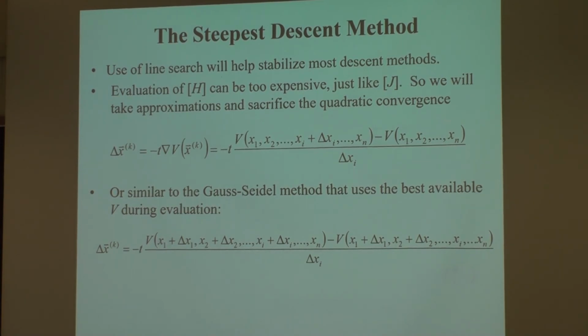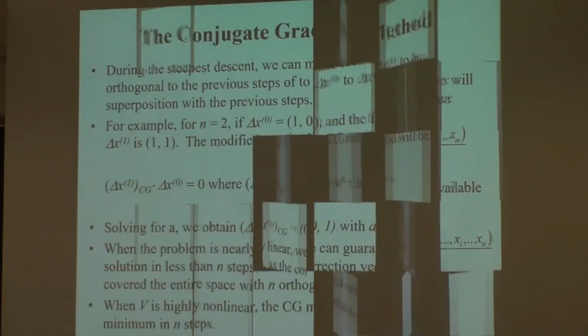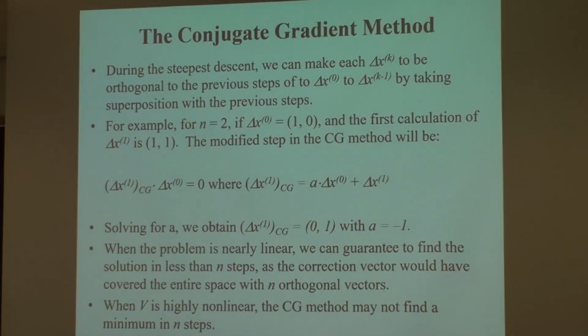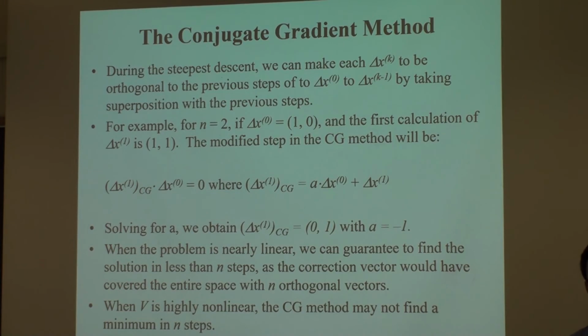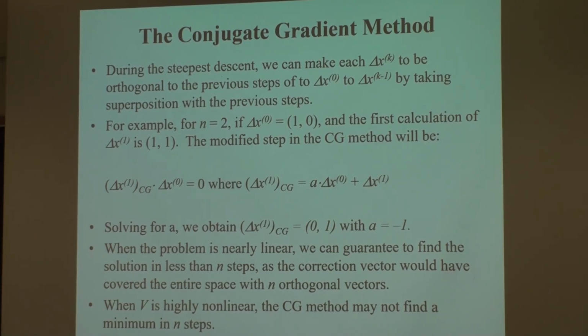Can we be even smarter than this? Yes, we can. This is the famous conjugate gradient. It is better to use all the previous information I have. So what is conjugate gradient? If you have delta x from your steepest descent or Gauss-Seidel type of steps.